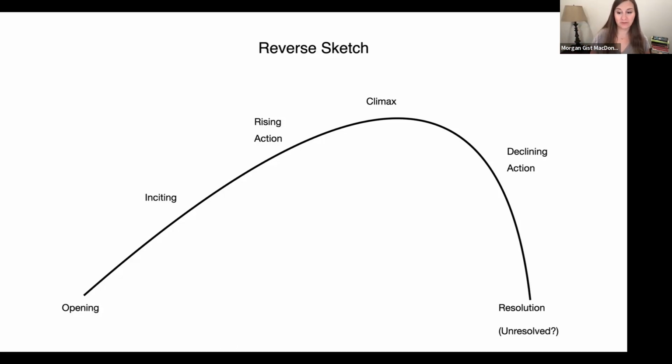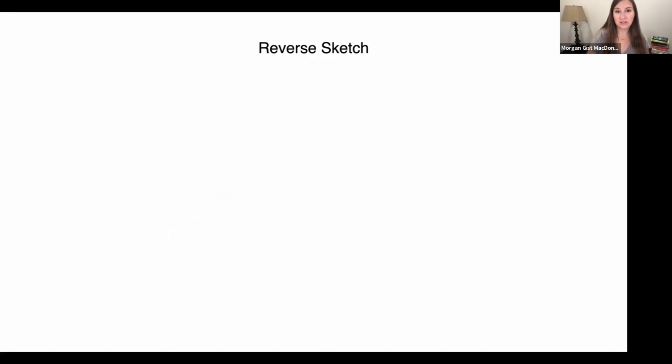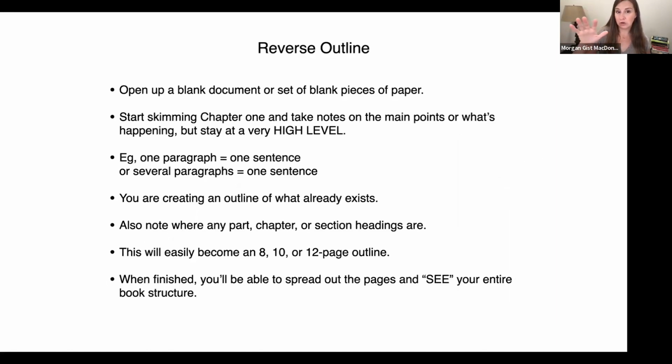So this is separate from the draft. So what I'm suggesting here, Isaiah, is that when you're doing this reverse outline process, you're creating it in a blank document or on blank pieces of paper. So you have the draft in front of you, but you're not actually writing anything in the draft. You're not adjusting anything in the draft. You're just reading it like a reader and making these high level notes that might become an 8, 10, 12 page summary, essentially. But you want to be detailed enough that you can see what the characters are doing, where they are, what's happening, moment by moment, in a high level, concise way.